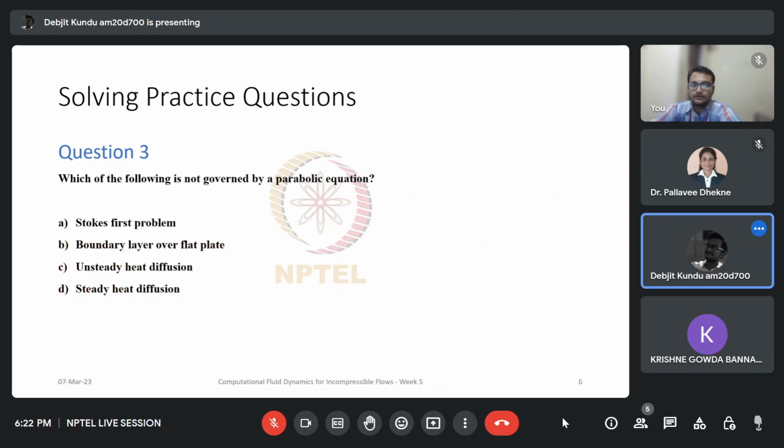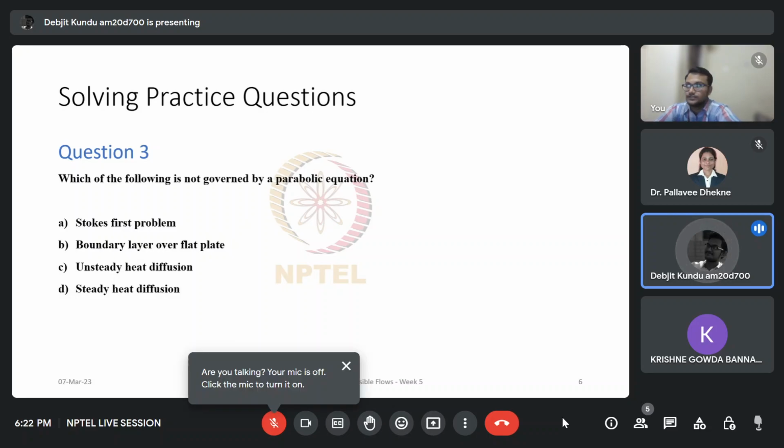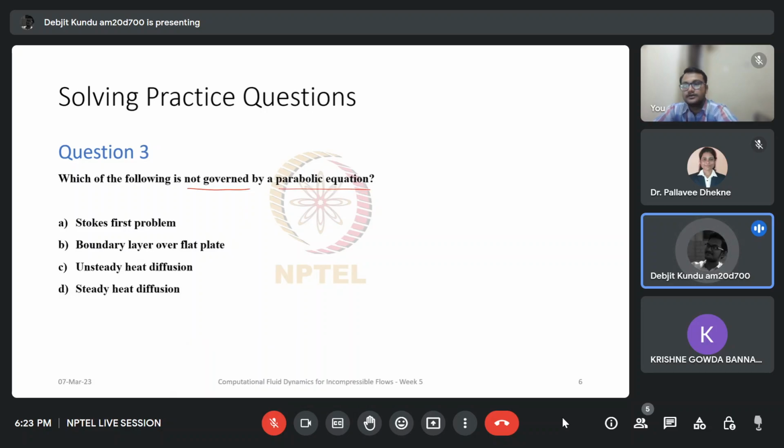So question number three of today's session is asking us which of the following is not governed by a parabolic equation. So is it option A, Stokes' first problem? Is it option B, boundary layer over a flat plate? Is it option C, unsteady heat diffusion? Or is it option D, steady heat diffusion? Answer is A. Okay. Any other answers?